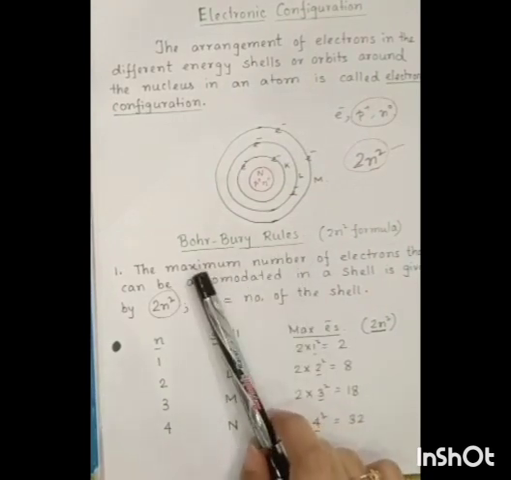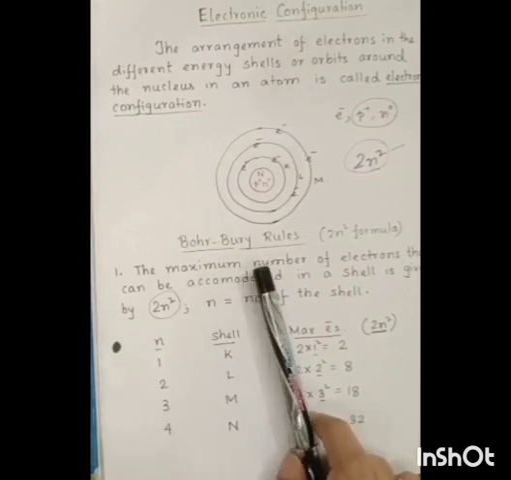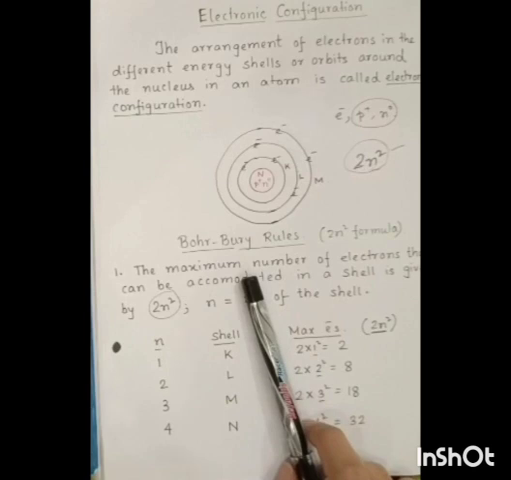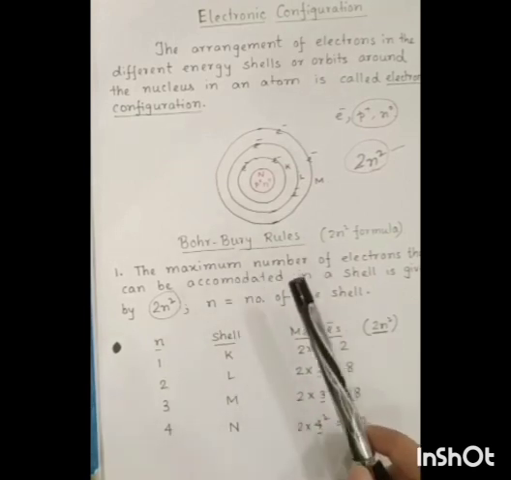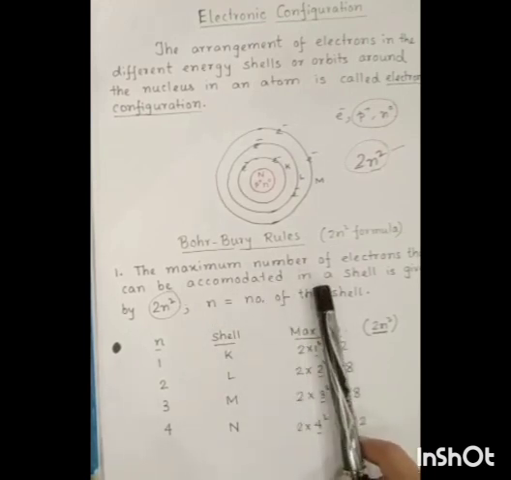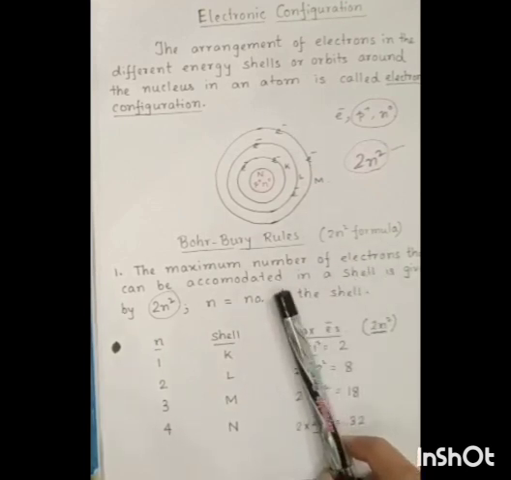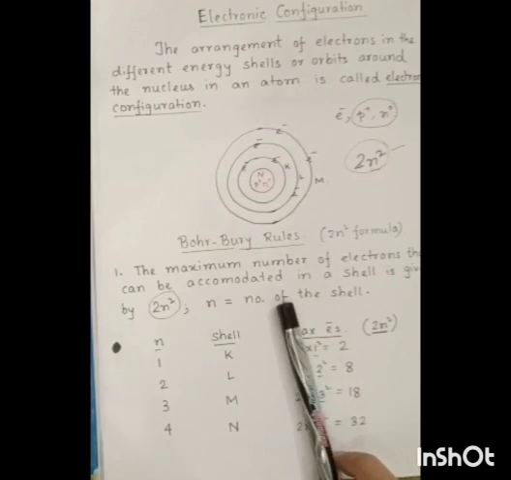Now, what does this rule tell us? This rule tells us about the capacity of an energy shell or orbit. Capacity means you can say the capability of a shell to hold or accommodate electrons. Okay. Each shell will have obviously different capacity based on the size of the shell.